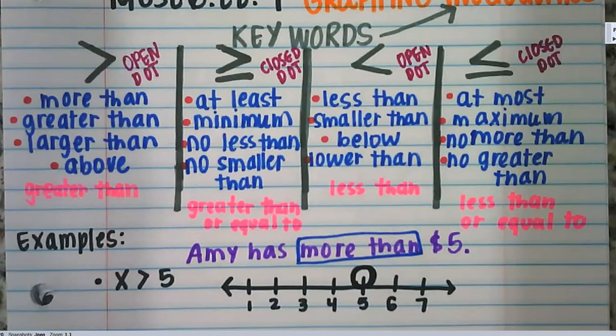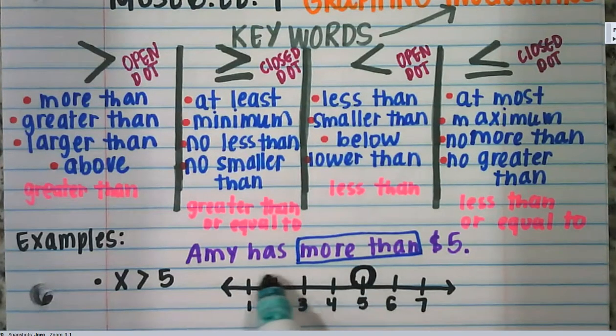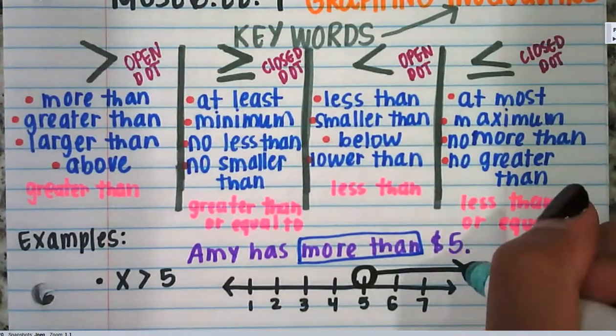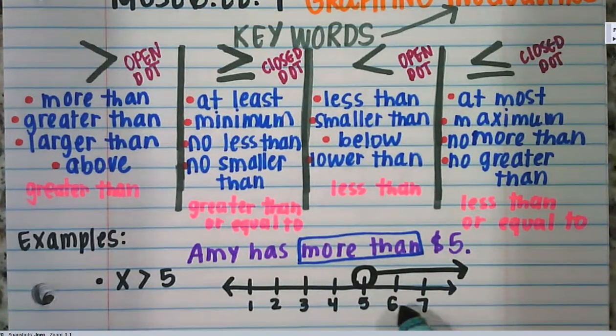So now which direction should we draw our line on the number line? Is it going to be this direction? Does she have 4, 3, 2, $1? No, she has more than $5. So we're going to go in the positive direction because she has $6 or $7, $8.